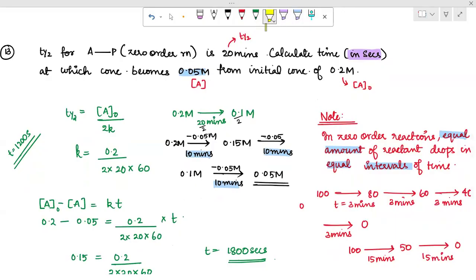It's totally okay if you're not comfortable with this. If you're okay with the integrated rate equation, you can go for that. If you're confident enough to apply the shortcut, you can do that as well. It will save a lot of time.